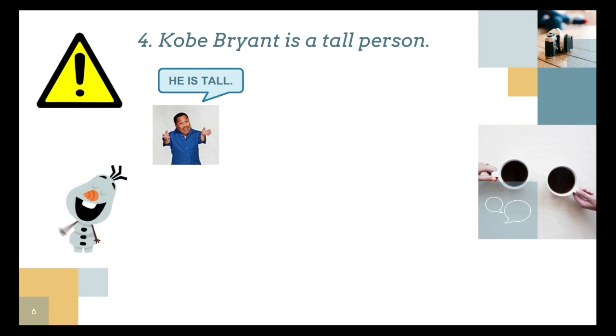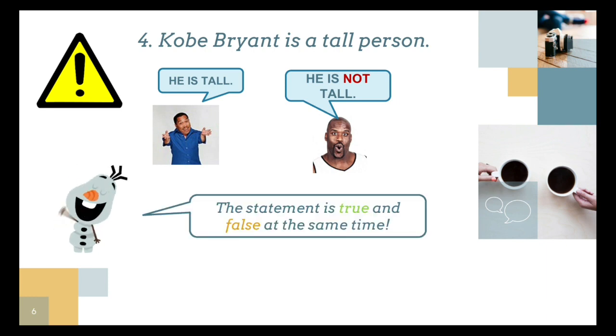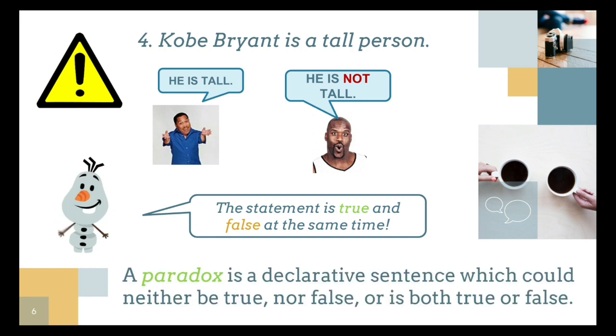Yes, it is true that he is tall, but maybe for those who are shorter than him. But for some who are taller than him, he is not tall. So this statement is true and false at the same time. That makes this statement not a proposition because it cannot be both true and false. Statements like this are what we call a paradox, a declarative sentence which could neither be true nor false, or is both true and false.